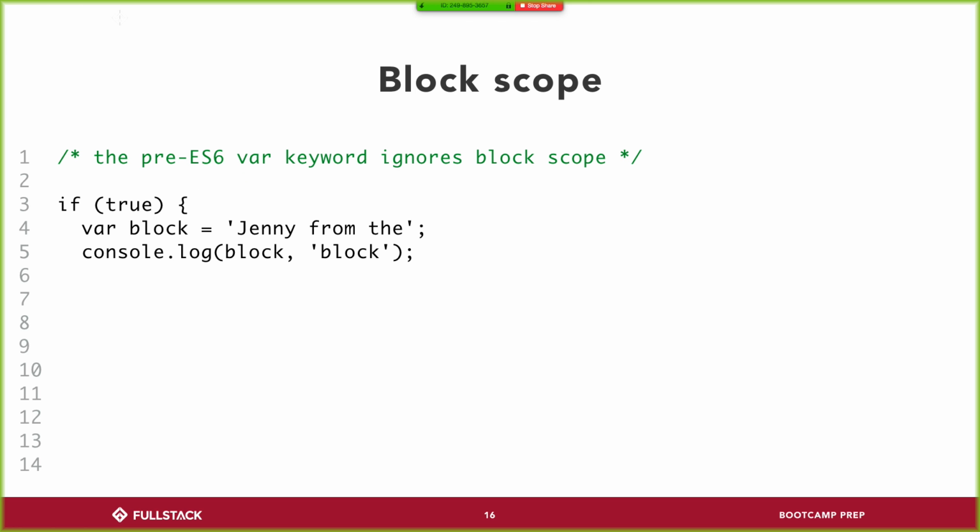So if you use var, it ignores it. And so in this case, it will actually log both times. There won't be an error thrown because var plays by its own rules, does its own thing. And it's convenient at times, but because there's no guardrails, sometimes things can get quickly out of hand.